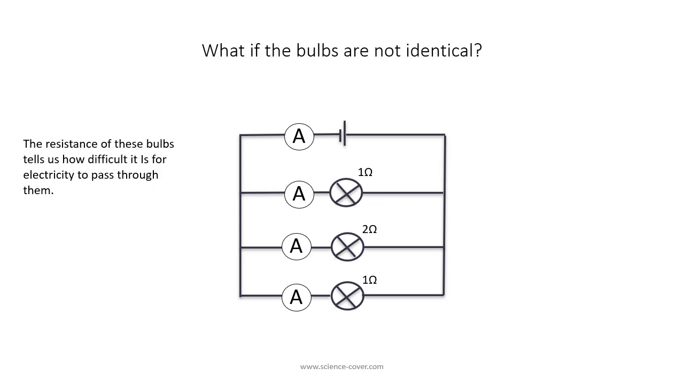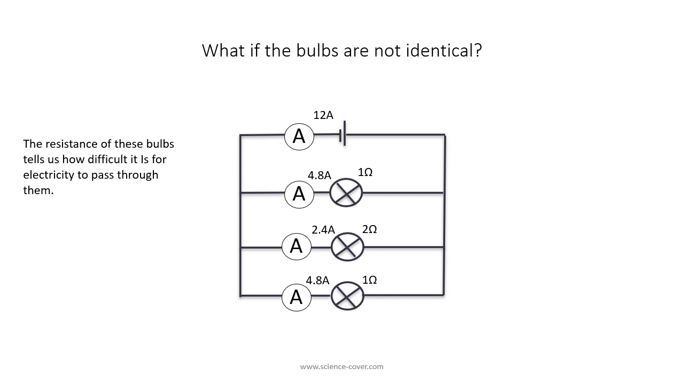So you've just seen that when the bulbs are identical, the current splits evenly, but what happens when they're not identical? In this situation, we have 12 amps coming from the cell, and it will split between a 1 ohm bulb, a 2 ohm bulb, and a 1 ohm bulb. Now, I've got my 3 ammeters, one on each branch to measure the current, and the current split will be 4.8 amps on the first branch, 2.4 amps on the second branch, and 4.8 amps on the third branch.